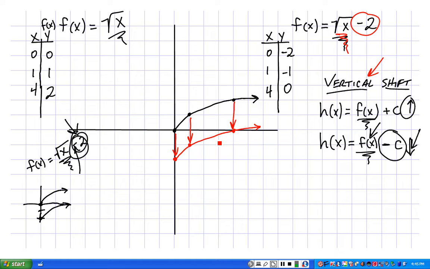Now, in general, vertical shift takes place when you have a constant being added or subtracted outside of the function. It's being added onto the function, not into the function. So vertical shift is when you have some constant being added outside of the function, or subtracted outside of the function, for that matter. Alright?